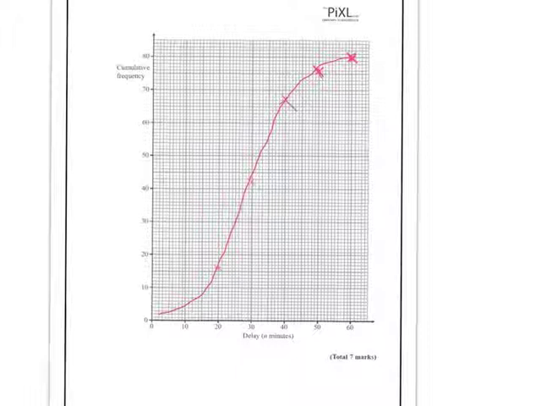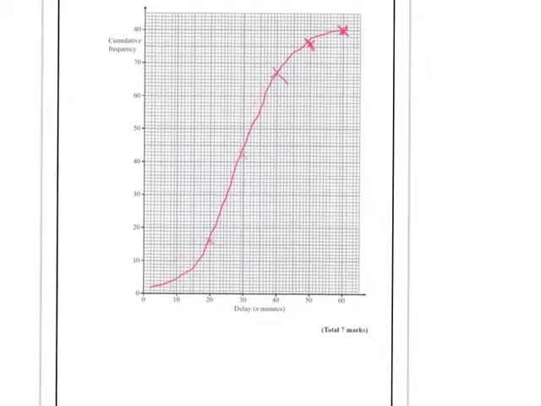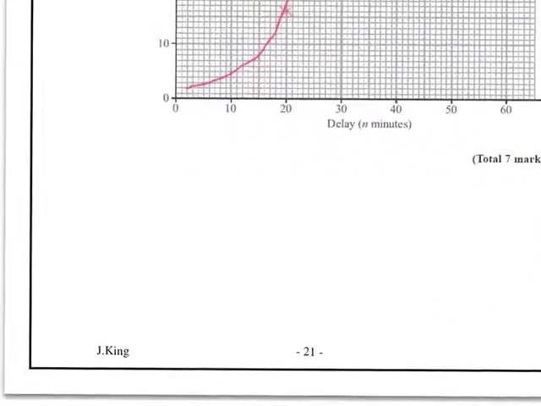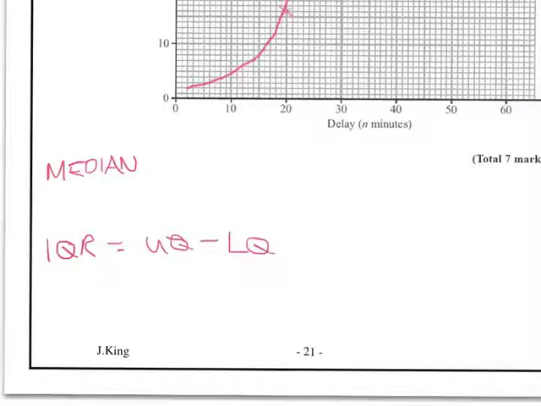Okay, the next thing that the question is asking us to do on the previous page is to find out the median delay. So this is reading off the median, and then the interquartile range of the delay. So if we just write in median, okay, and interquartile range. Well, the interquartile range is the upper quartile take away the lower quartile, so we have to work out both of those first.